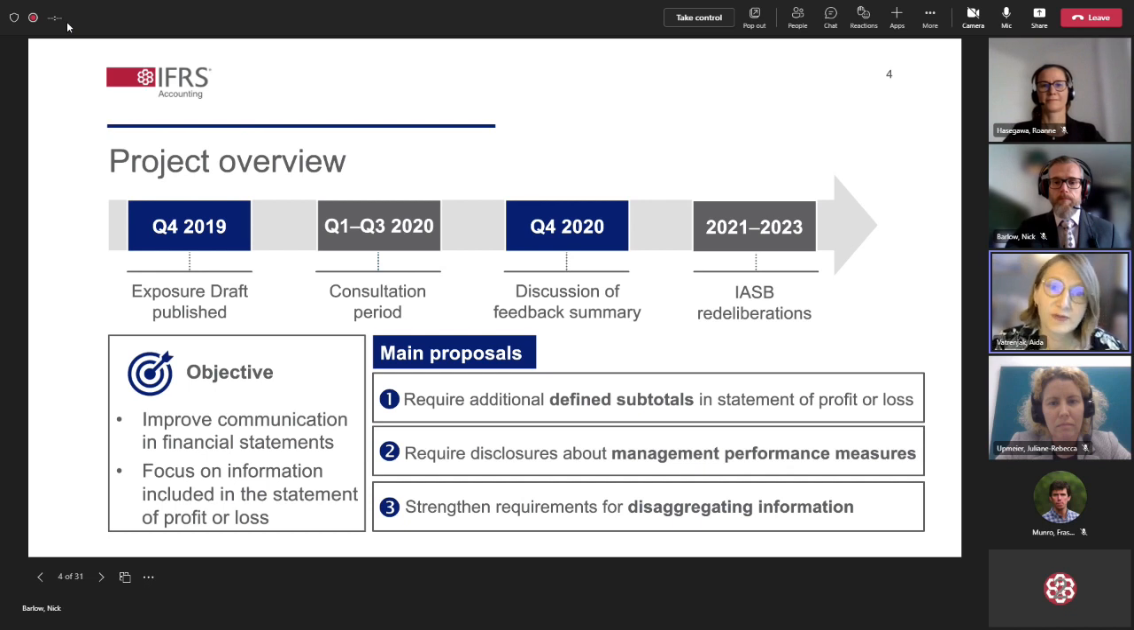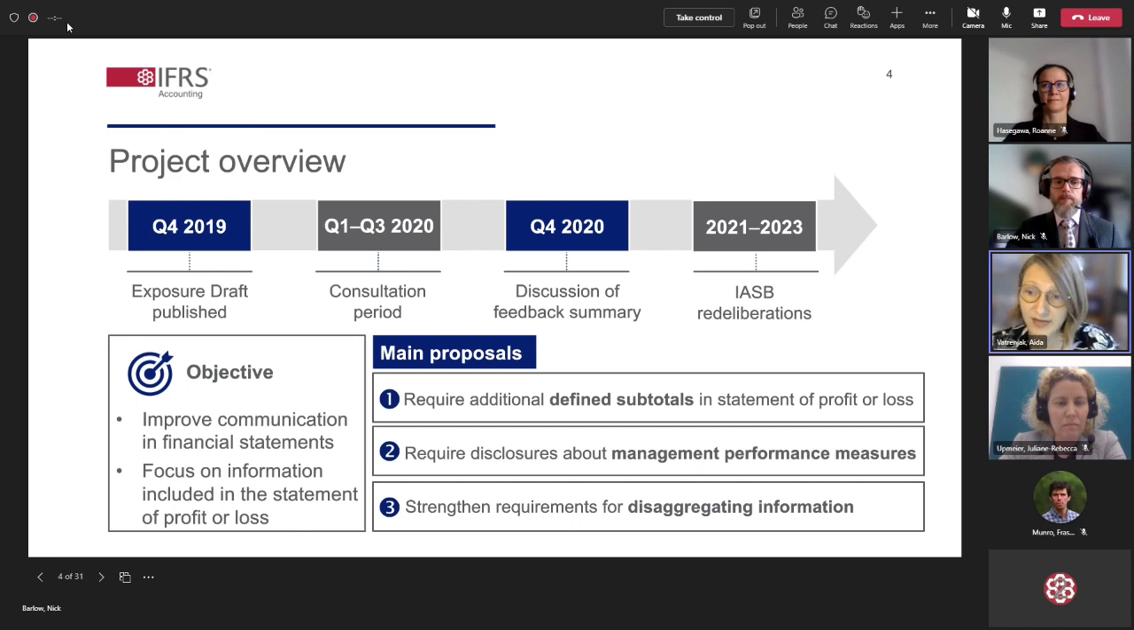Now, just to note, the feedback on the 2019 exposure draft was extremely supportive of the project and the IASB continuing and finalizing the proposals. And the IASB has indeed concluded redeliberations of the main aspects of the proposals. However, we haven't quite finished everything.